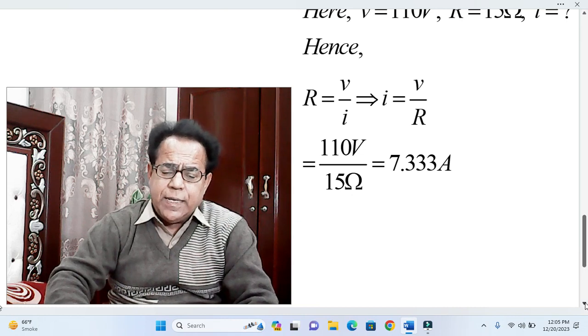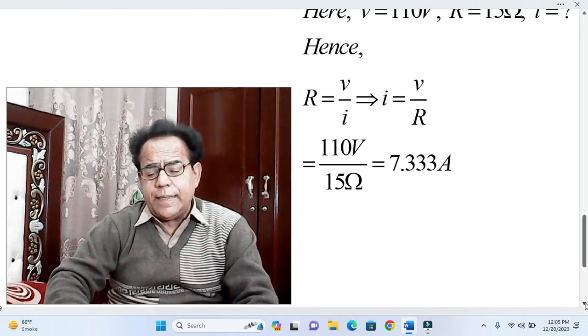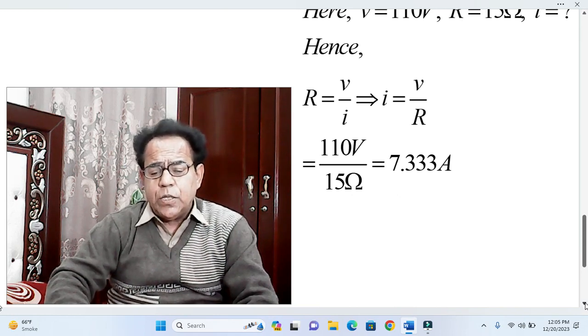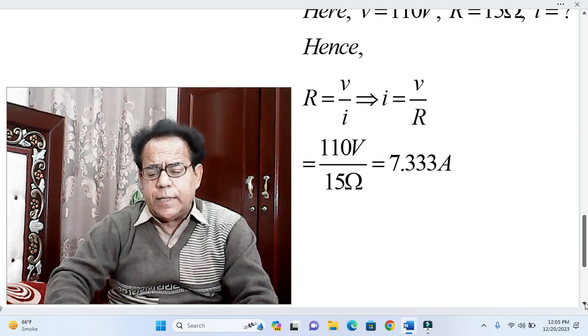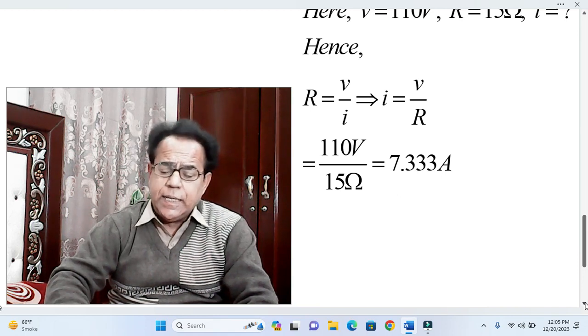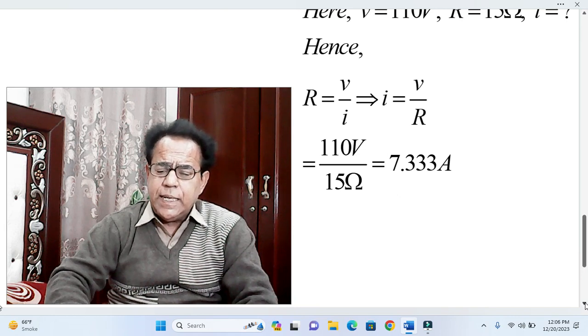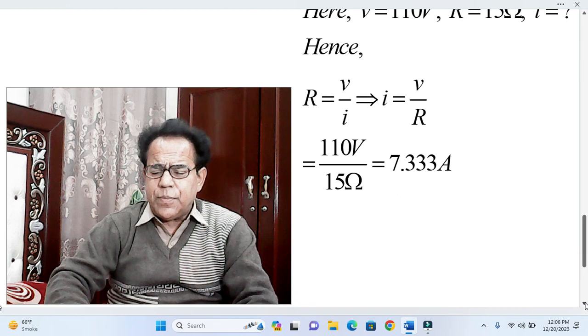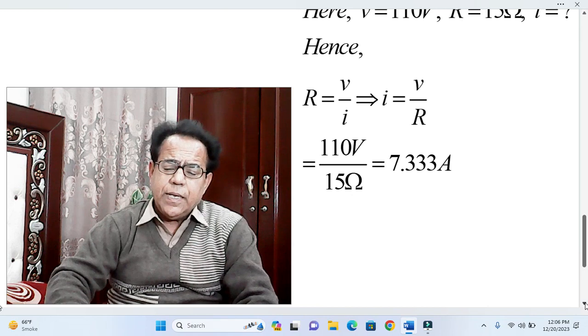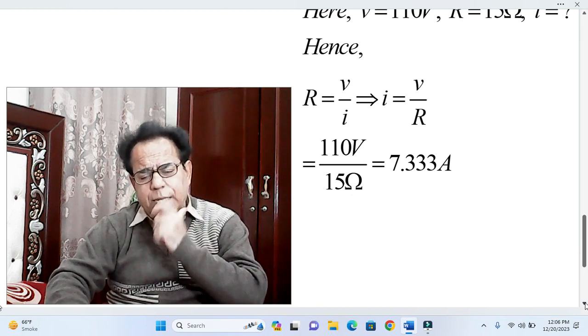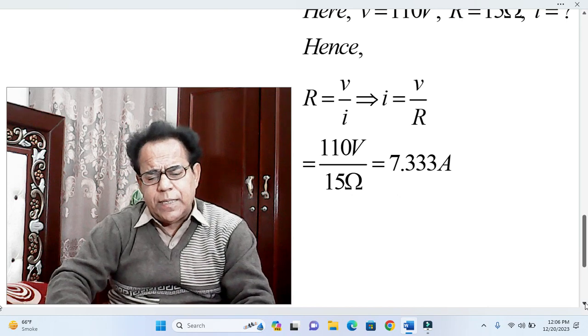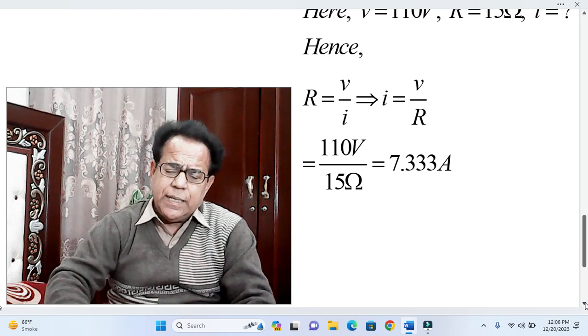Here V is 110 volts while resistance R is 15 ohm, symbol omega. So this becomes equal to 7.3333 ampere. Actually, dear students, I have repeated 3333 because when we divide 10 by 3, a similar situation arises that after the decimal, repetition begins.